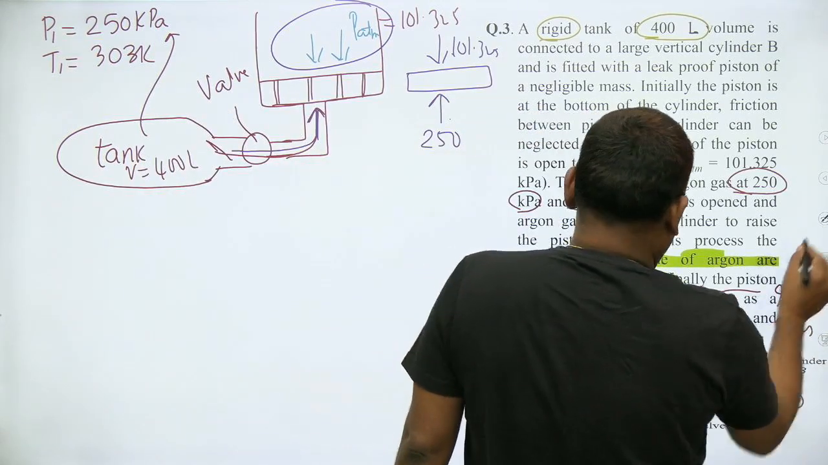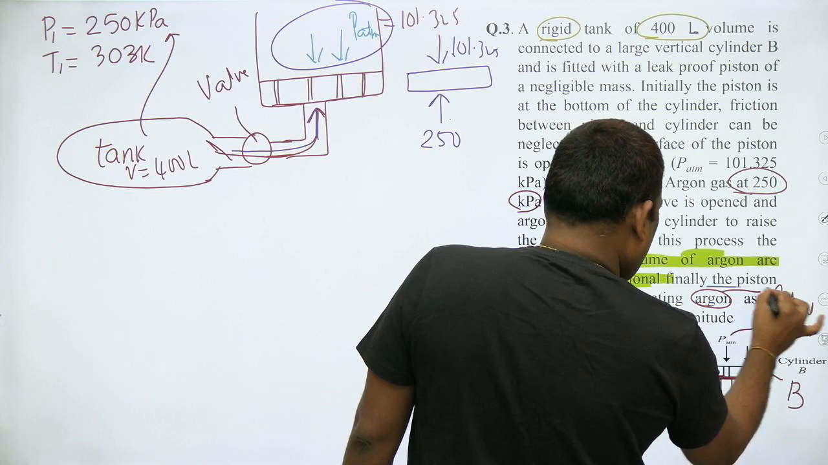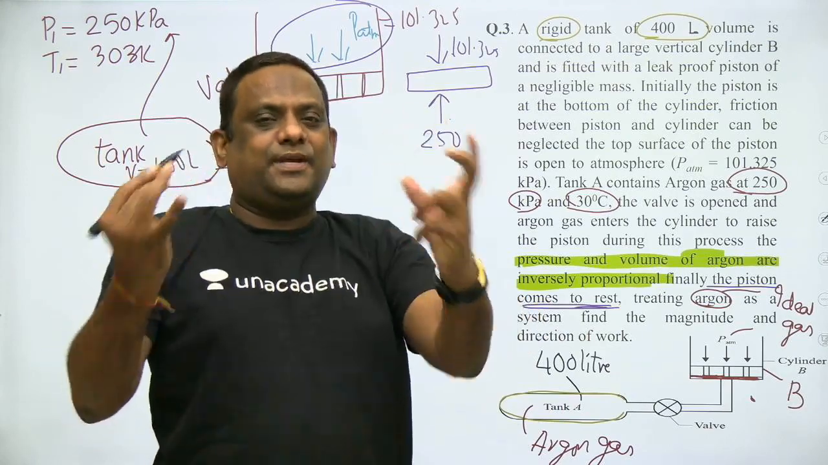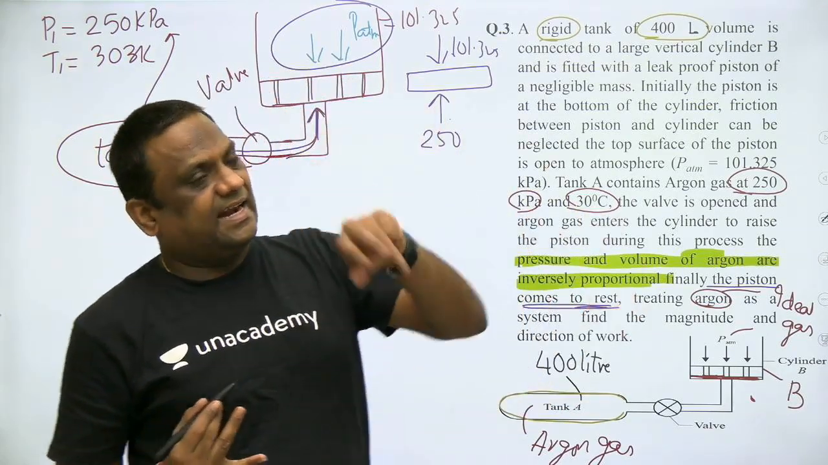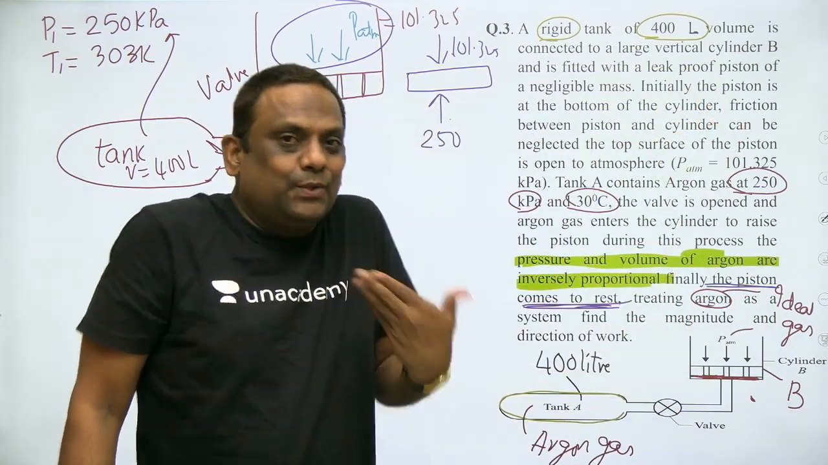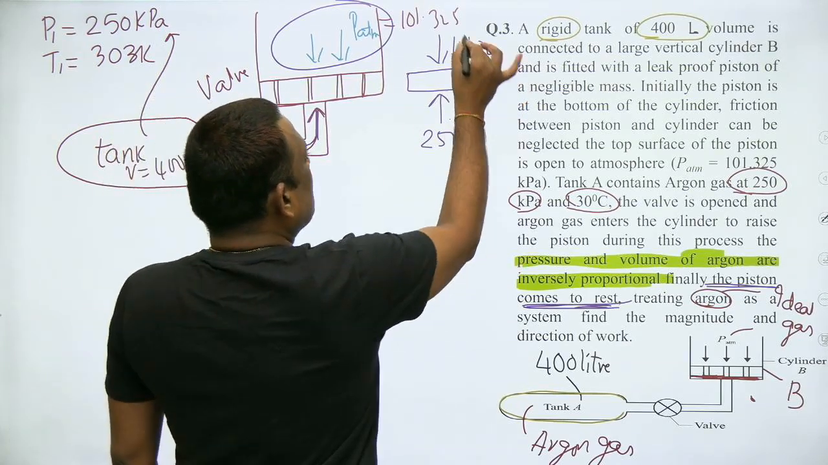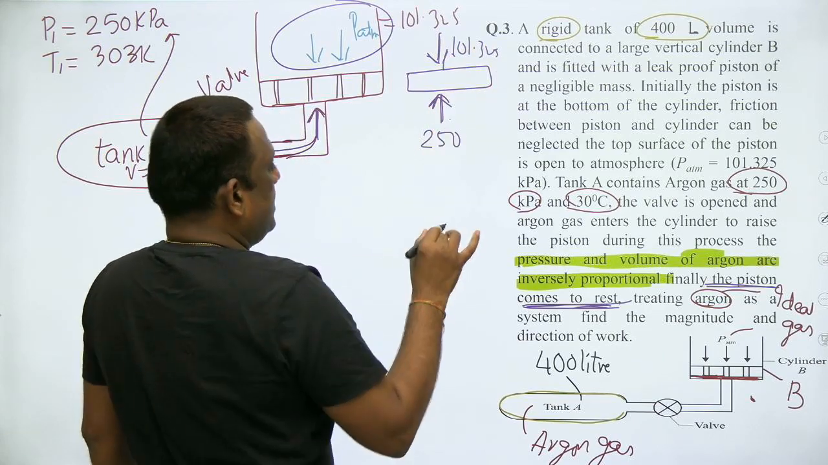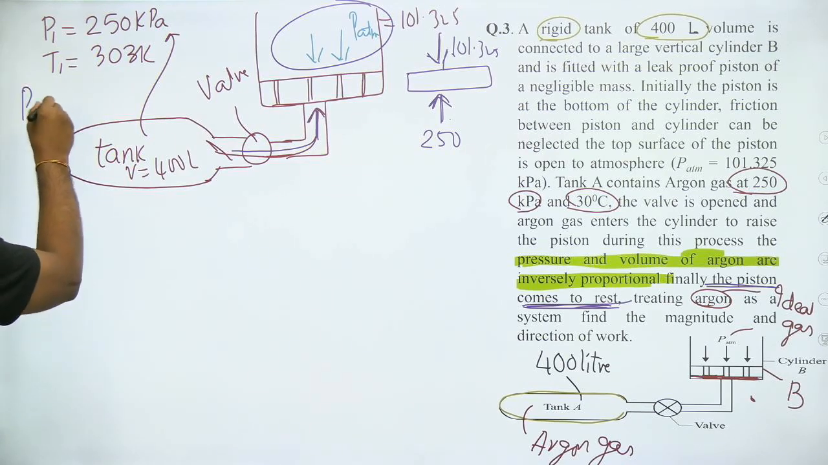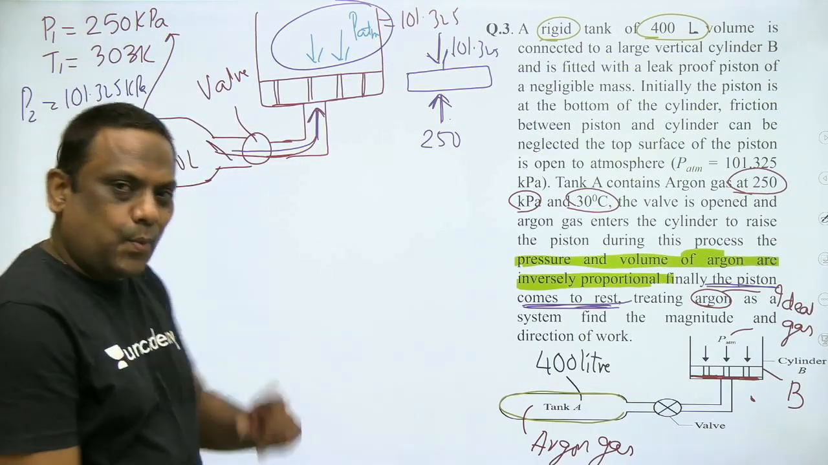Now if you see, my dear students, finally the piston comes to rest. There is a beautiful sentence here, finally it will come to rest, meaning he is giving some information indirectly. The piston is coming to rest means the outside pressure and inside pressure are the same. Now I write, the final pressure is 101.325 kilopascal. Awesome, this is the one.